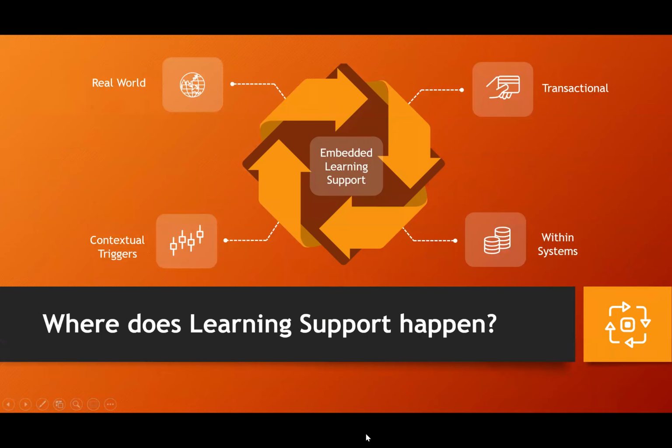Where does learning support happen? It can happen in the real world. It can happen as a transactional event. It can be within systems. Either way, there are contextual triggers that are important. An instructional designer should pay close attention to these contextual triggers. And one of the best things we can do in a learning environment is to acclimate learners to certain behavioral triggers. Creating the visual association or clue between the trigger and the action is an important part of encouraging the memory and behavior of the student.